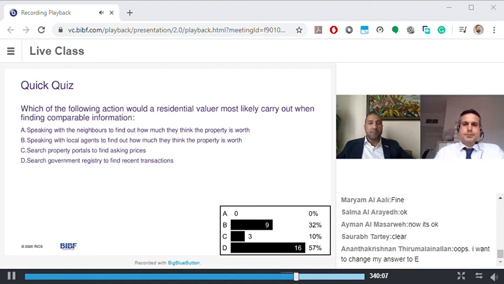But then, is there a better answer out there? Search property portals to find asking prices. Yeah, you can definitely look at that. And search government registries to find recent transactions. I think if there's a government registry with recent transactions, that will be the strongest. Again, in the hierarchy of evidence, it will be the strongest on that list, right?